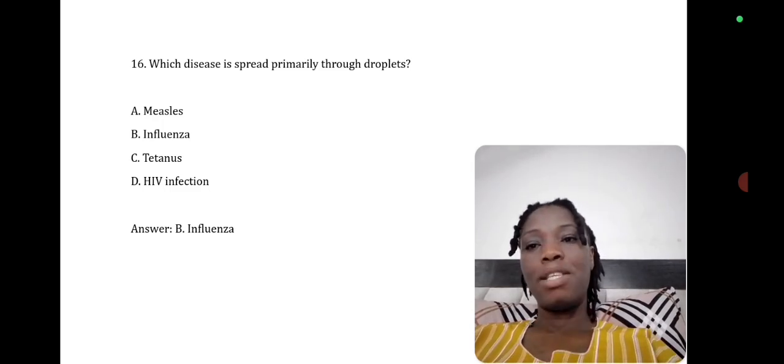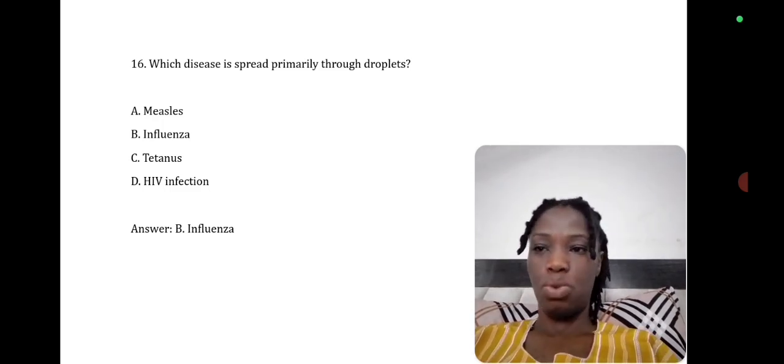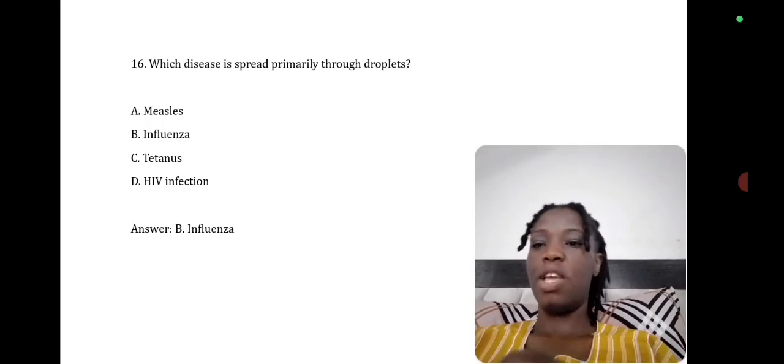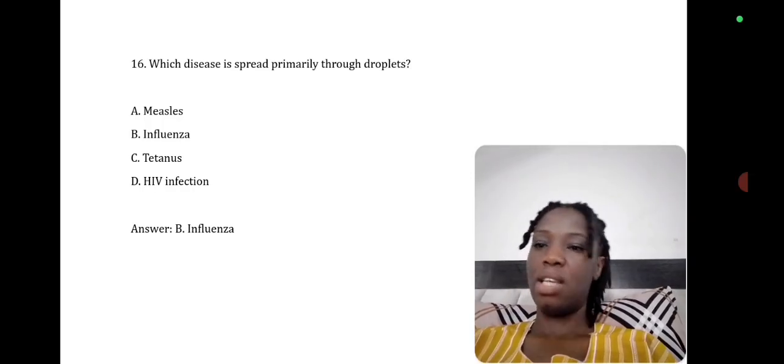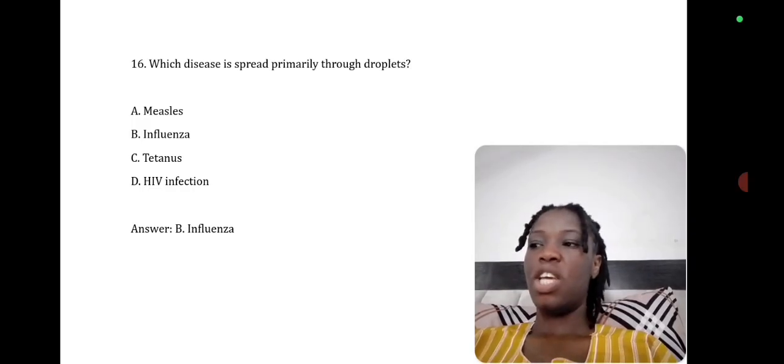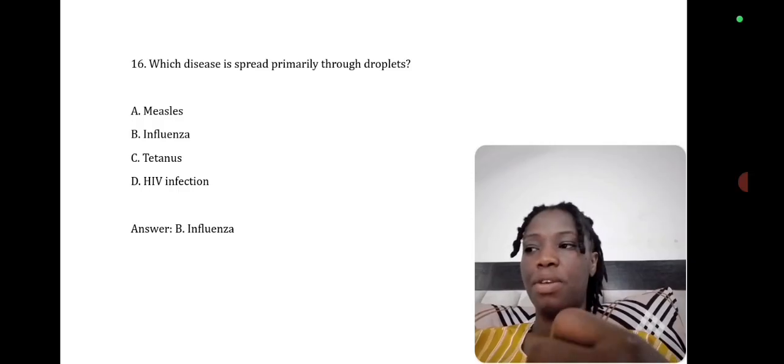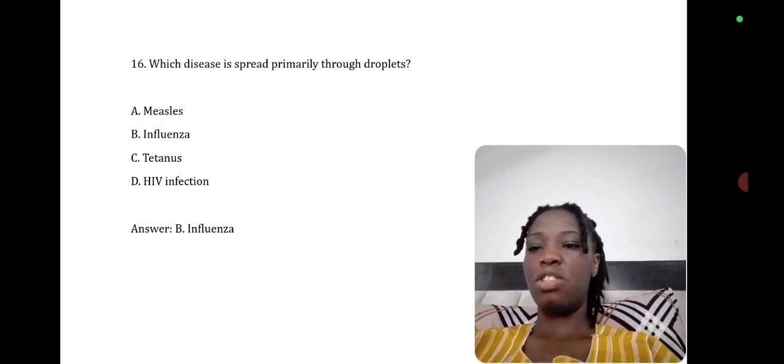So the one that spreads through droplets, they say it's measles. A. Measles. B. Influenza. C. Tetanus. D. HIV infection. B is the answer. Infectious influenza is like all those common cold, all those whooping cough. They are all through droplets.